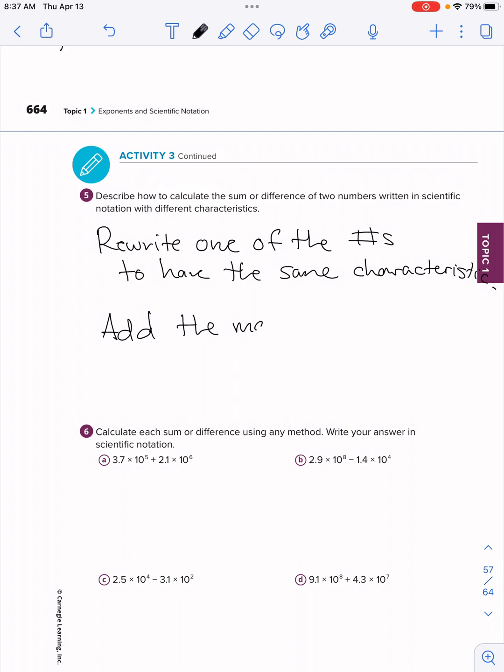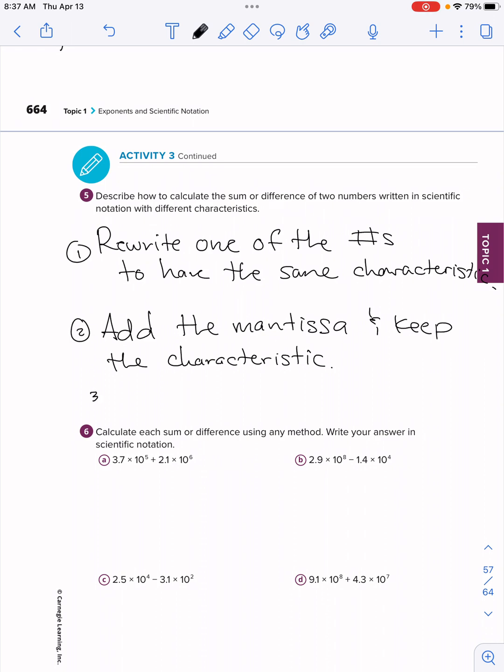the mantissa and keep the exponent, I'll just say characteristic, again. Now, sometimes when you either add or subtract, you get a mantissa that's not in scientific notation because it's not in between 1 and 10. So you might have to, there's like a third step maybe. You might have to rewrite so that it is in scientific notation. Okay.